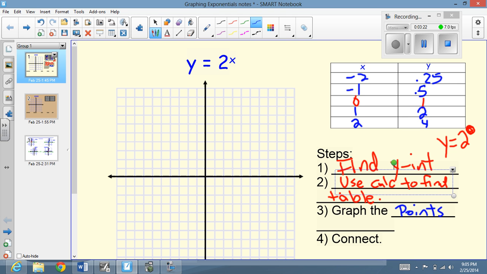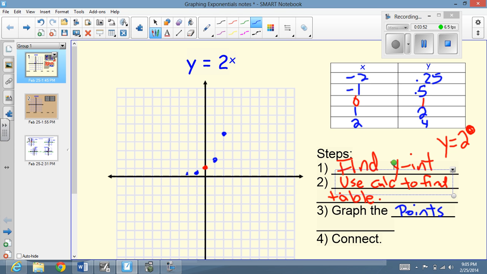Alright, 0, 1, I'll do that one in red just so we can keep in mind that that was our y-intercept, 0, 1. Then I have the points 1, 2, 2, 4. I have the point -1, 0.5, so that's about a half, or maybe that was a little low. And then -2 and 0.25, that's even further down. Okay?